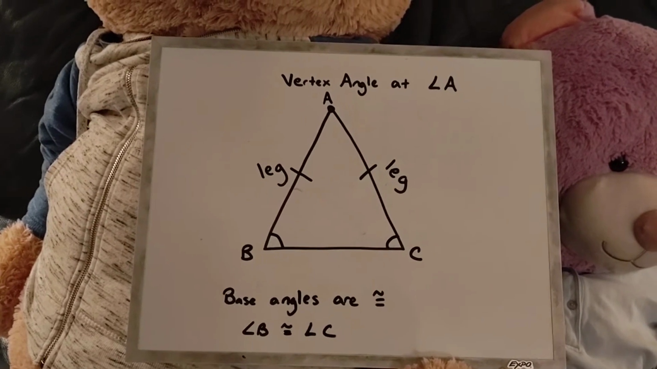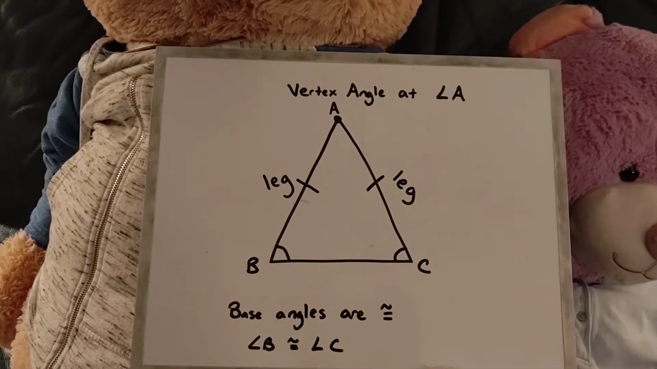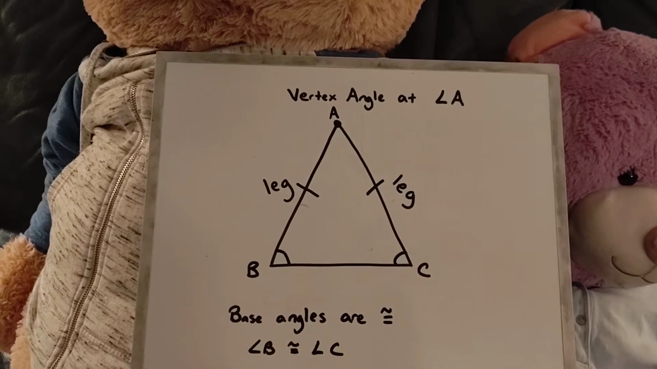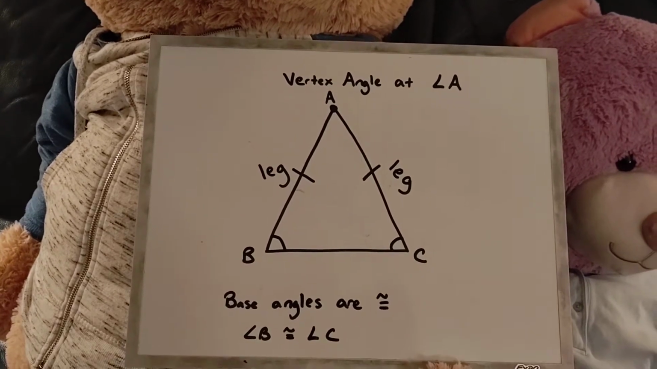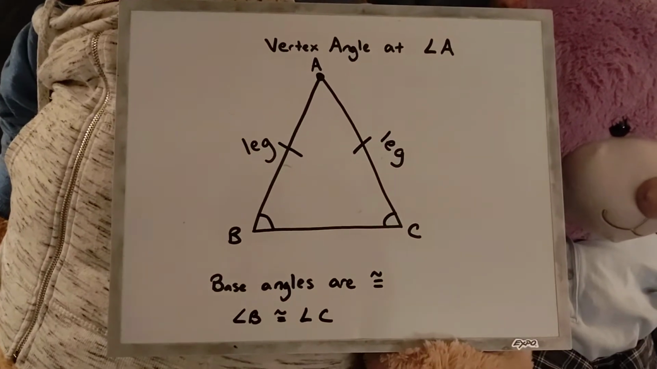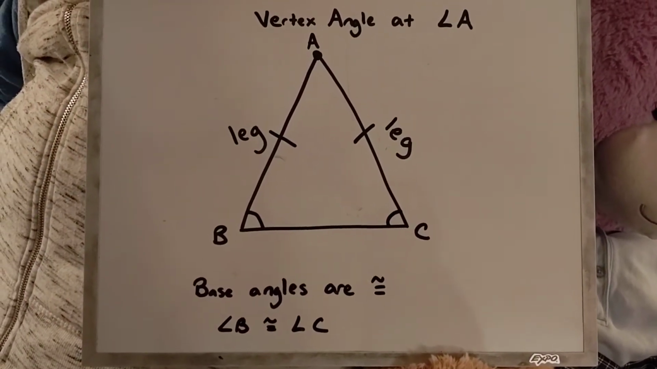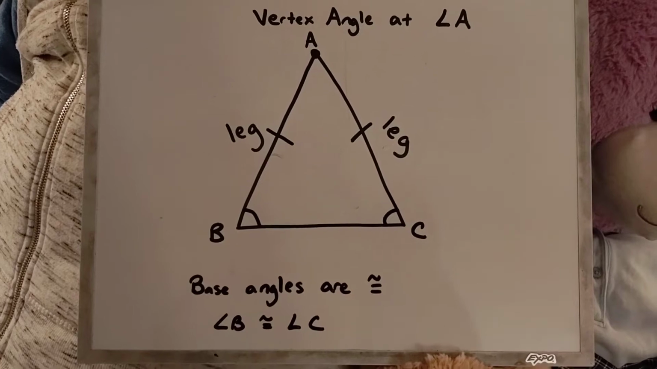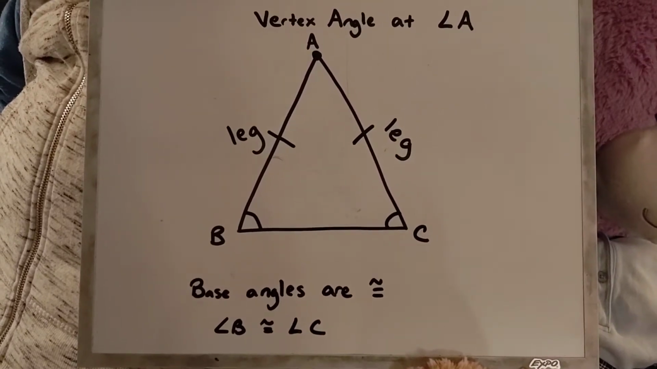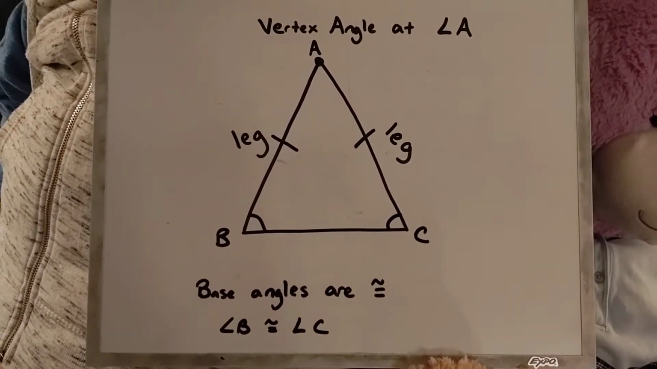In an isosceles triangle, the two legs are congruent. Yes, and the two base angles are congruent. Very good. And you can see how we have the leg marked congruent. So I would say leg AB is congruent to leg AC. And you can see the two base angles marked congruent. Angle B is congruent to angle C.